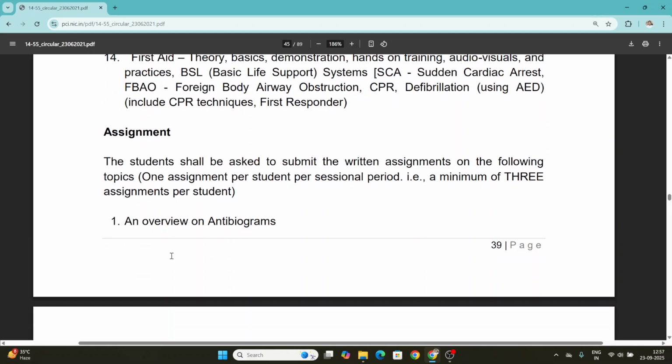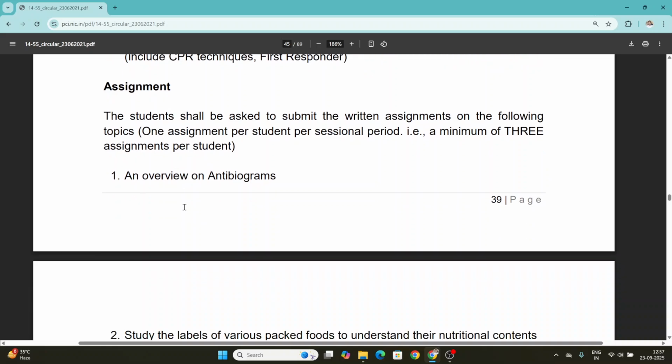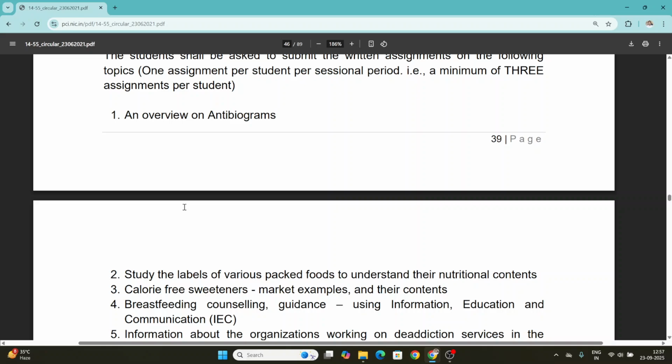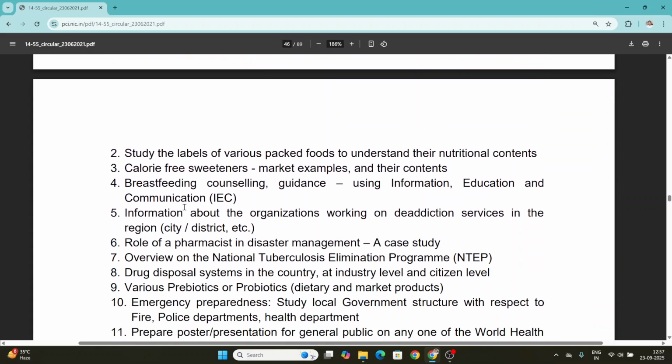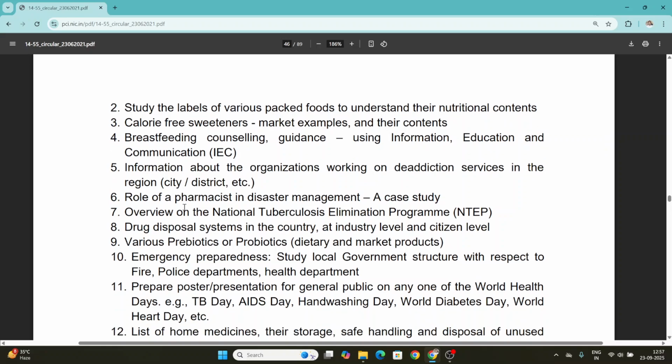Assignments. The student shall be asked to submit a written assignment on one of the following topics. One assignment per student per sessional period, that is a minimum of 3 assignments per student. An overview of antibiograms. Study of the labels of various packed food to understand their nutritional content. Calorie-free sweeteners, market examples and their contents. Breastfeeding counseling guidance using information, education and communication.